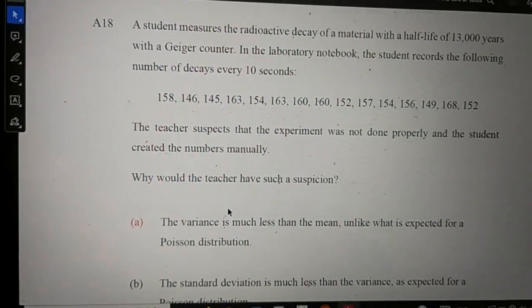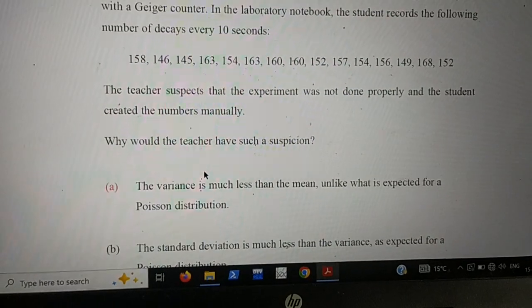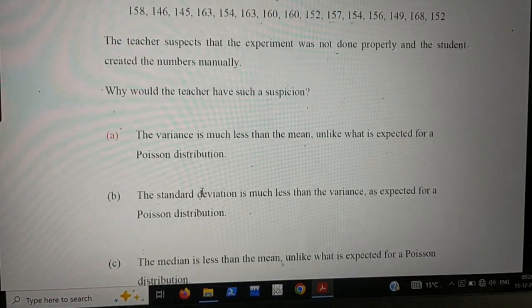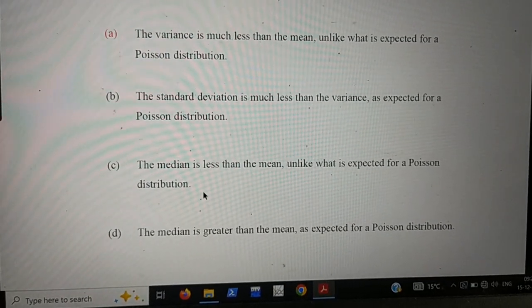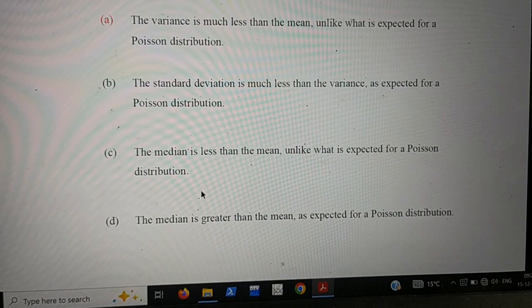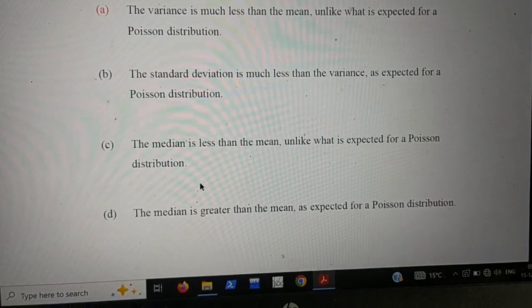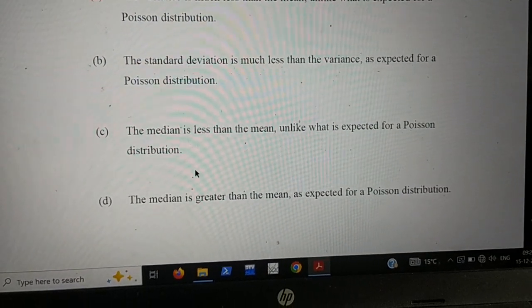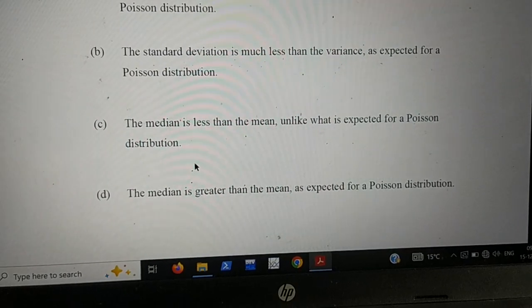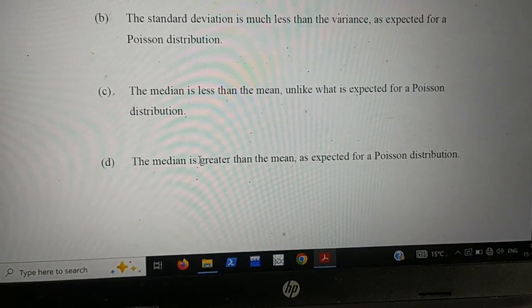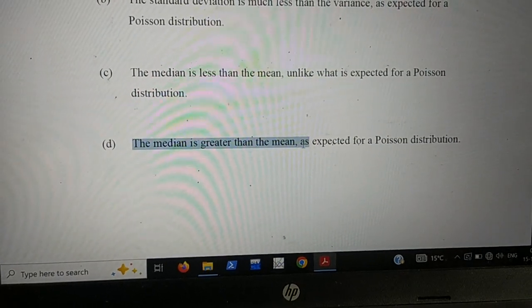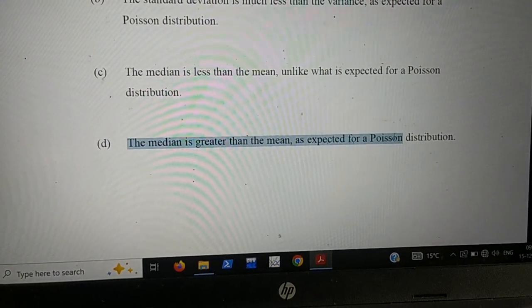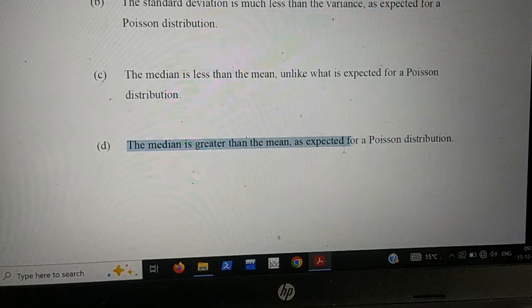The options are: the variance is much less than the mean, unlike what is expected for a Poisson distribution; the standard deviation is much less than the variance, as expected for a Poisson distribution; the median is less than the mean, unlike what is expected for a Poisson distribution; and the median is greater than the mean, as expected for a Poisson distribution. First, D will be cancelled, because if this is expected, why would the teacher suspect it? Okay, so D will be cancelled.